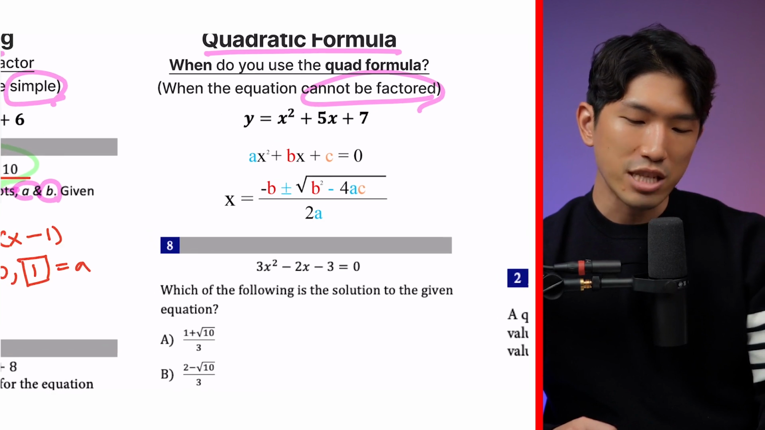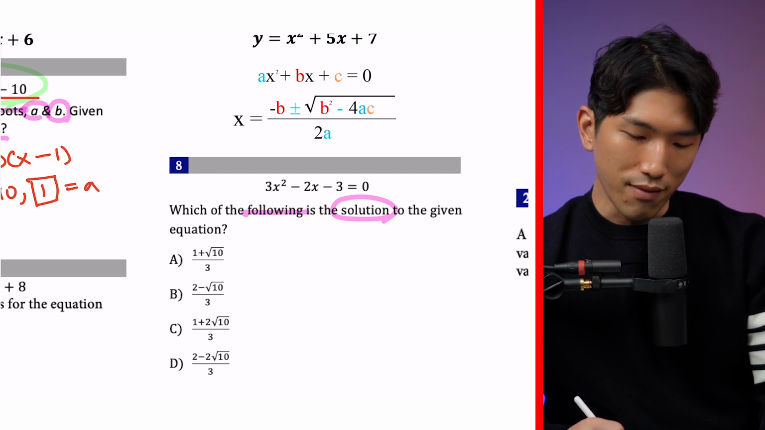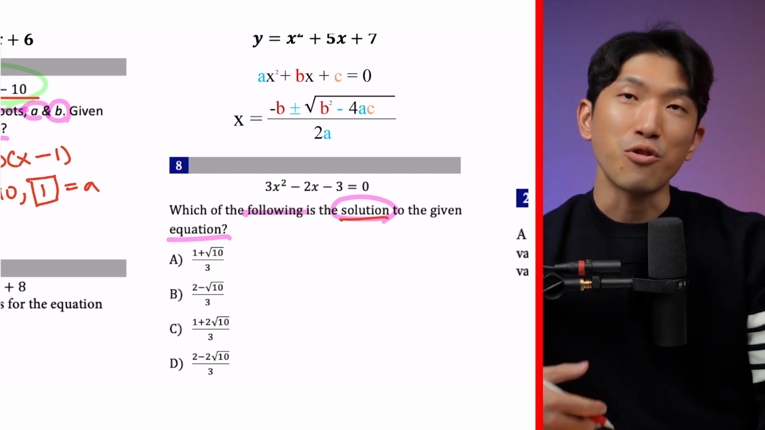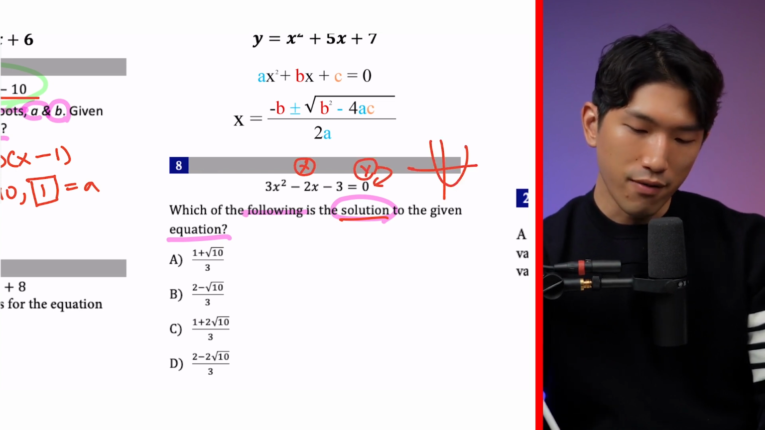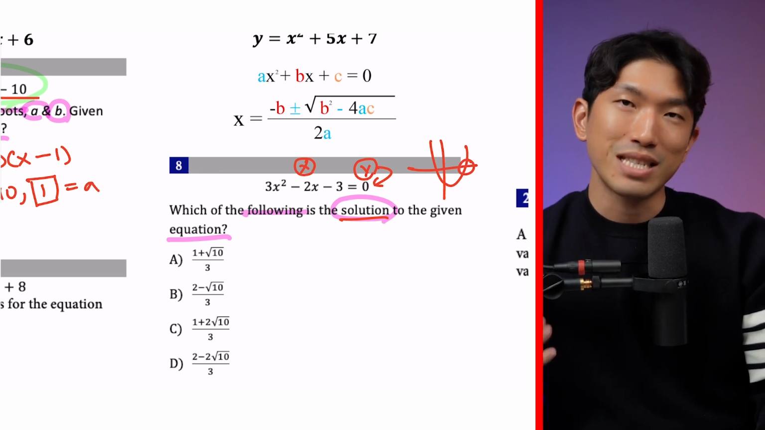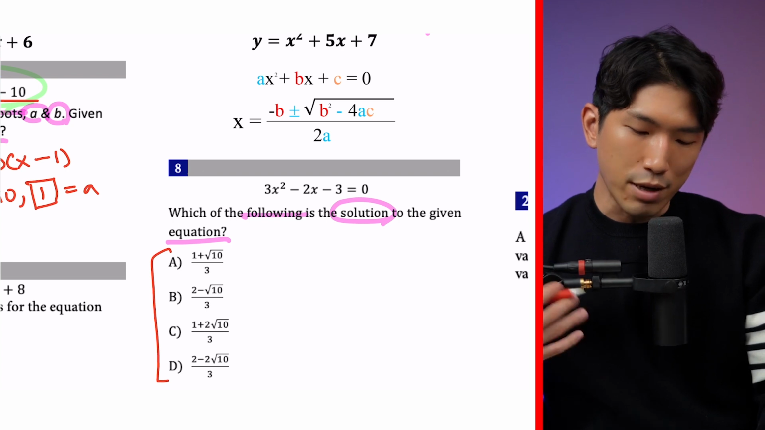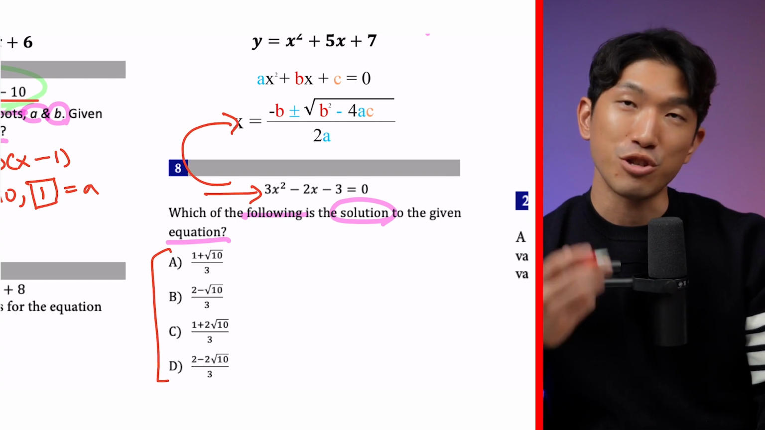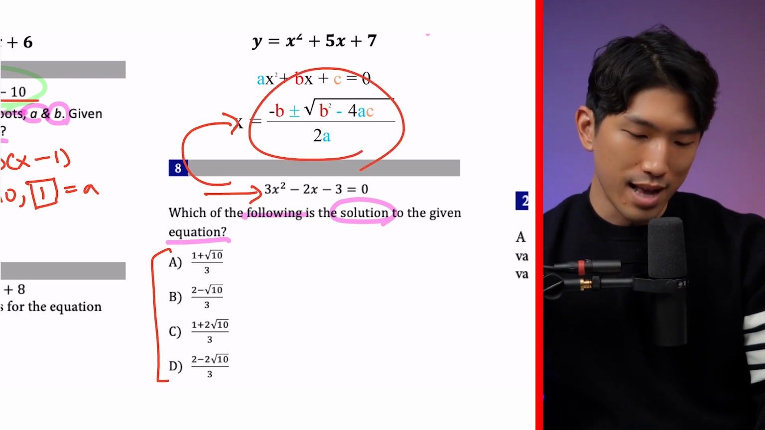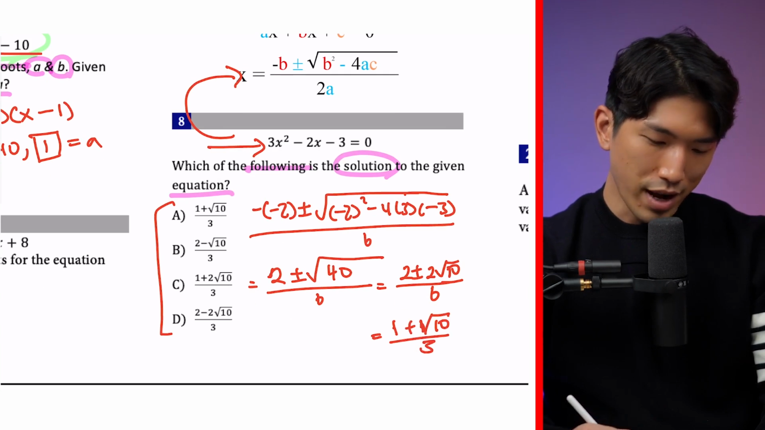But what if they are not so clean and they cannot be factored? For example, which of the following is the solution to the given equation? The solution is referring to the value of x that makes the equation true. In this case, we're looking for a value of x that makes our y value equal to 0. The value of x that makes y equal to 0 is the x-intercept, so it's asking you to find the x-intercept. By looking at the answer choices, we already see radicals in there, which tells us that this equation is not going to be factorable. So we're going to go straight into the quadratic formula, which looks something like that. Which means our answer is going to be choice A.